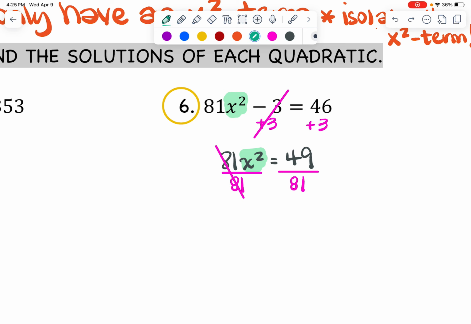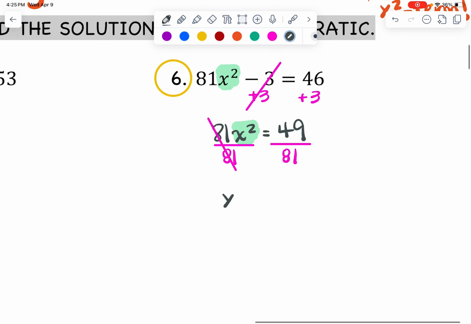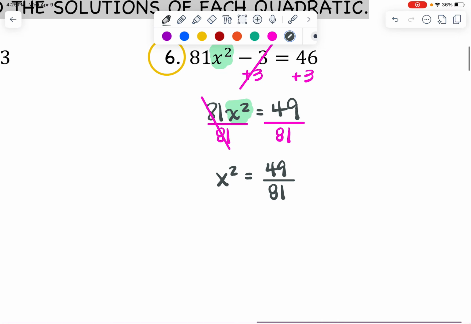Oops, sorry, let me write that in gray. Just go ahead and leave it as 49 over 81, right? Because if you put math enter on your calculator, it's just going to take you right back to 49 over 81. Now we have the x squared all by itself, so now we can square root.